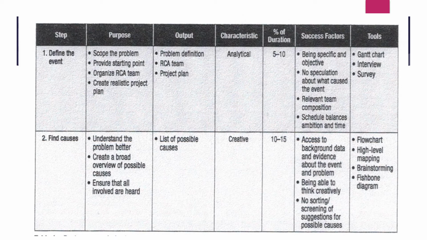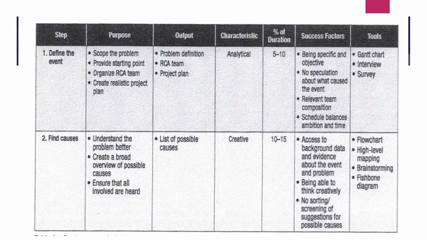Finding causes. So how do we go about understanding the problem better? We want to create a broad overview of possible causes, so those first and higher level causes. And we want to ensure that all involved are heard. We want to list all the possible causes, not just the first level, but we also want to go to the higher level as well, as high as we can go where we think it's feasible. At some point, you might have to stop, and once you get to a point of asking why, there might not be anything else really to place down, because you can only place down things going back so far in terms of your root cause map.